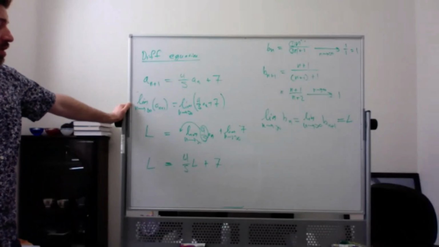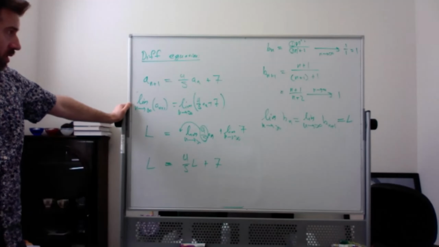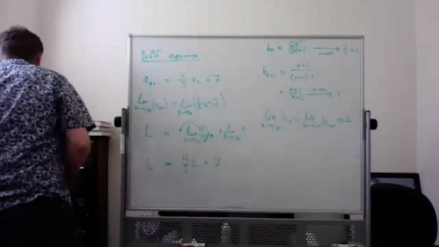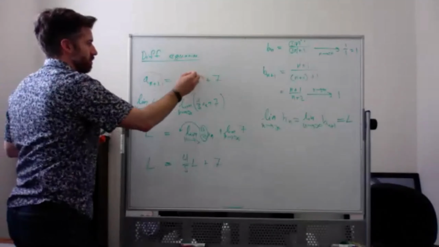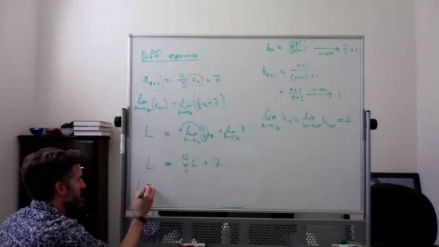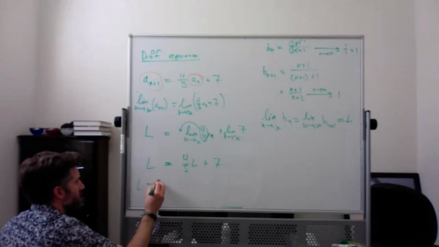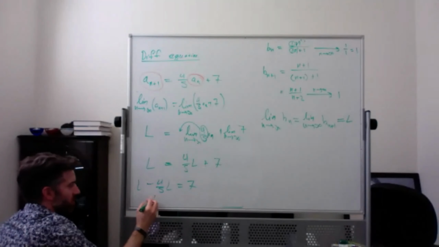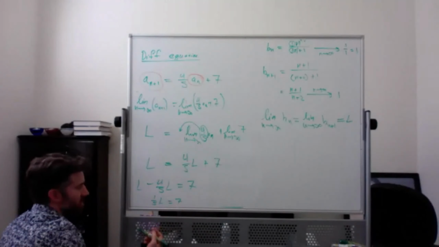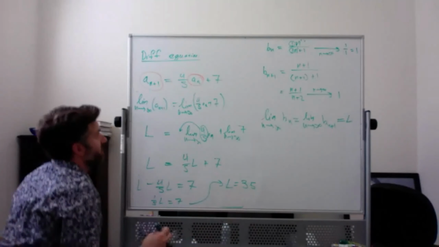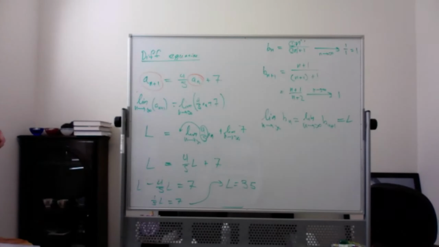So when you're trying to find the limit of a difference equation, you basically just replace each of the a sub whatevers with L, and then you solve for L. So L minus 4/5 L equals 7. 1L minus 4/5 L is 1/5 L equal to 7. Multiply both sides by 5, and L is equal to 5 times 7, which is 35. And that would be the limit of this sequence.